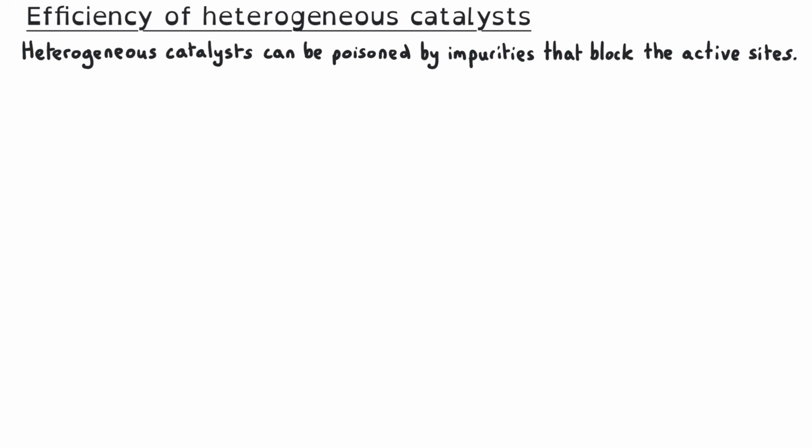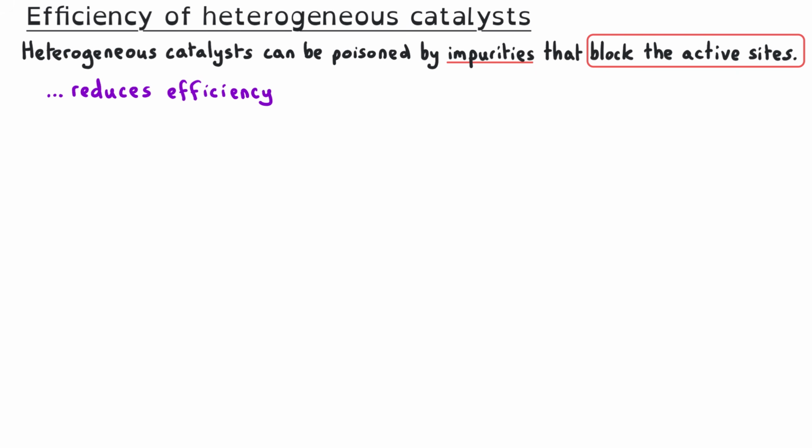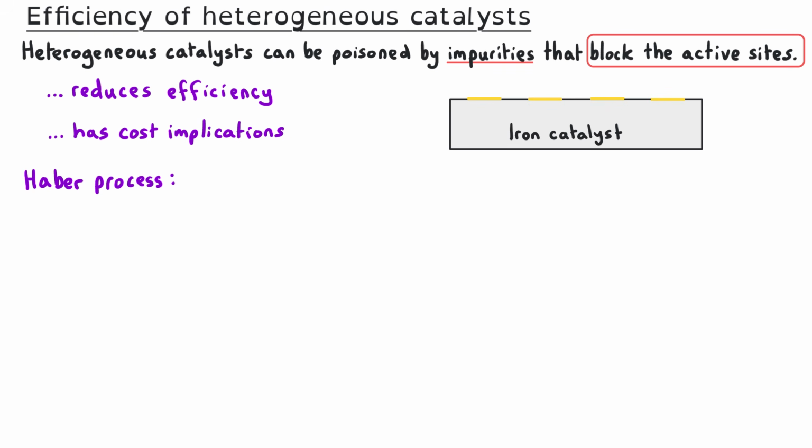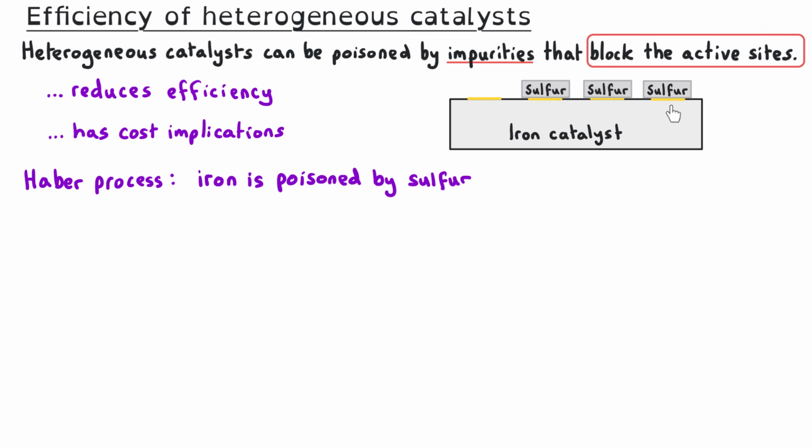Heterogeneous catalysts can be poisoned by impurities that block the active sites, and this consequently reduces the efficiency of the catalyst, which has cost implications since the catalyst would need to be replaced. One example of this is in the Haber process, where the iron catalyst can be poisoned by sulfur. And you can see that I'm showing that in the iron catalyst here with the 4 yellow active sites. And then the more sulfur that is present in the reactor, the more of these active sites will be blocked, and the greater the reduction in the efficiency of the catalyst.